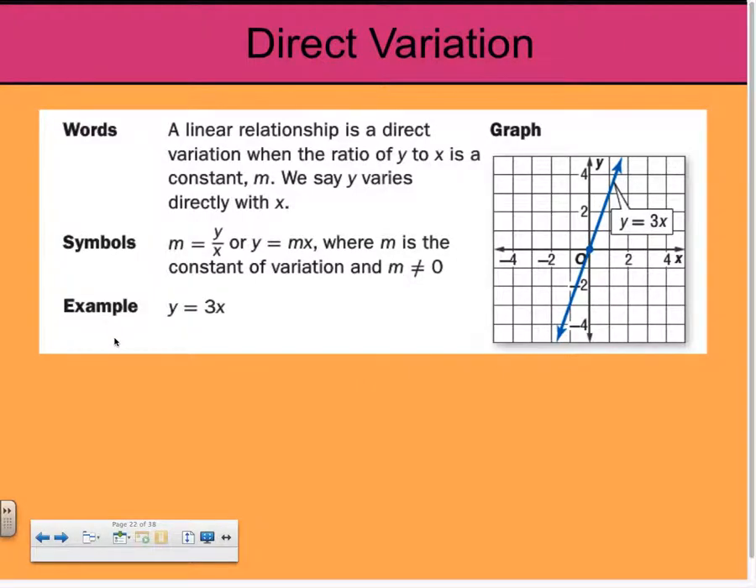Today we're going to learn about a kind of relationship called direct variation. Now I want you to write this down somewhere in your book. All right, everybody write this.